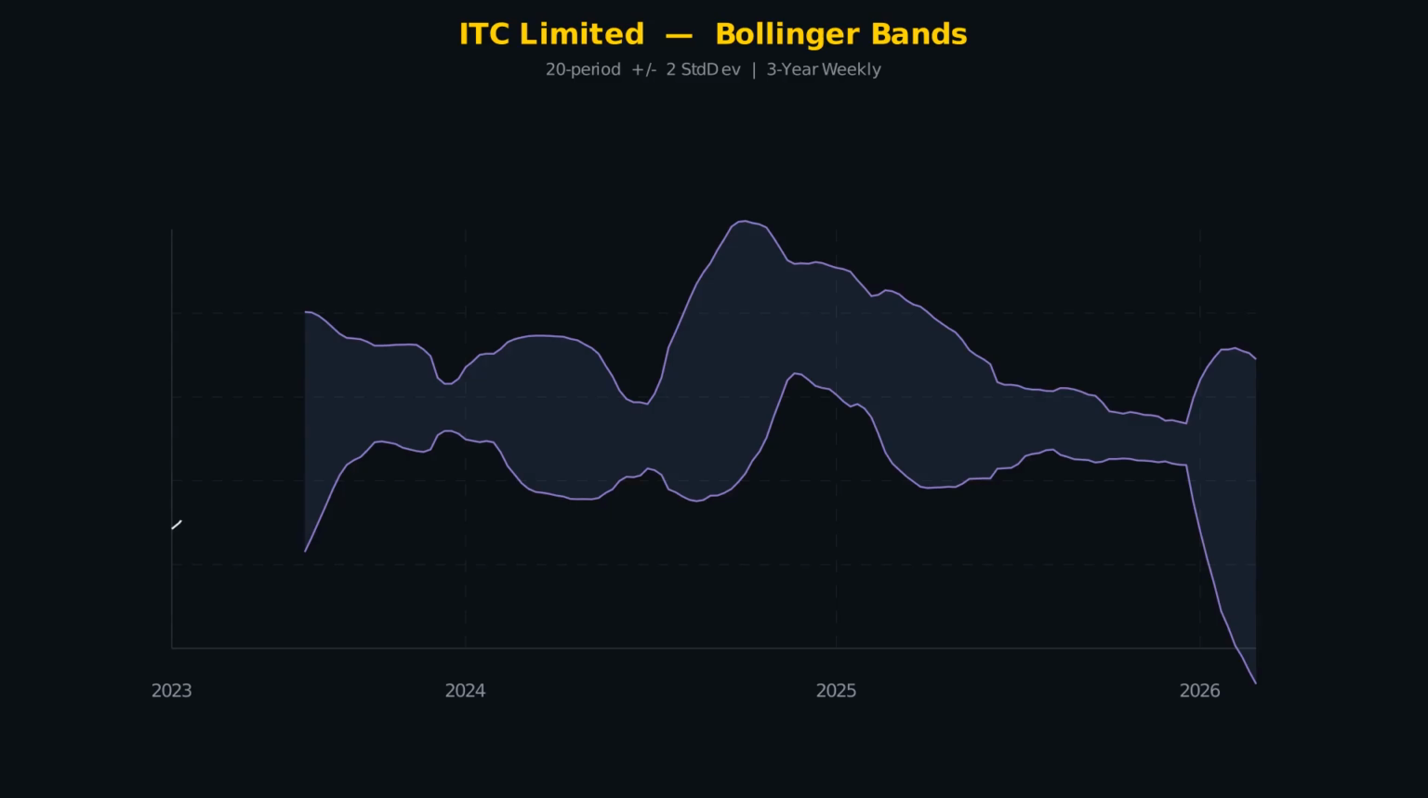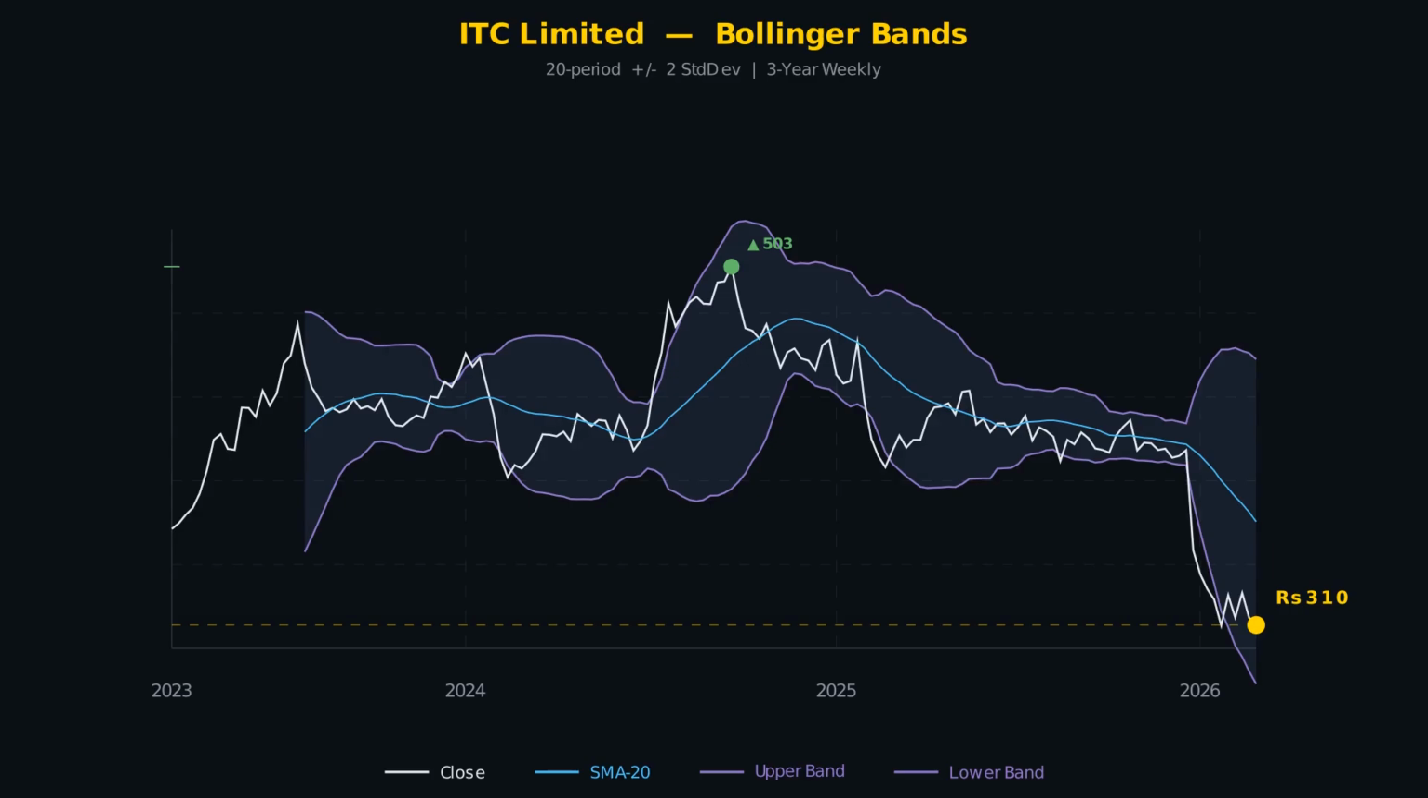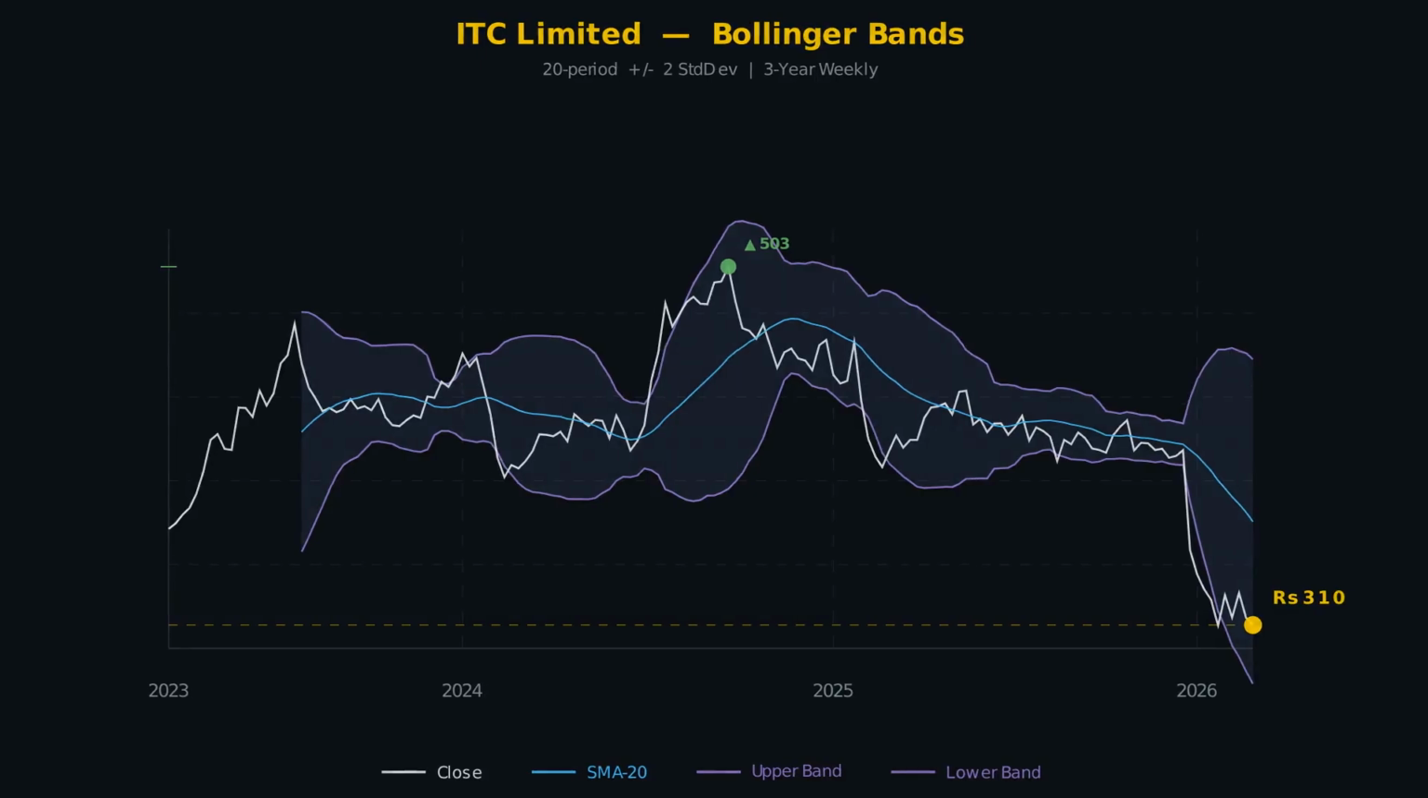Here is the Bollinger band chart for ITC Limited. The shaded region breathes in and out with volatility. Currently, the bands show wide volatility at 23.1%. The price is inside the bands, consolidating. Notice how the price repeatedly bounces between upper and lower bands over this 3-year period. Each touch of a band is a signal.